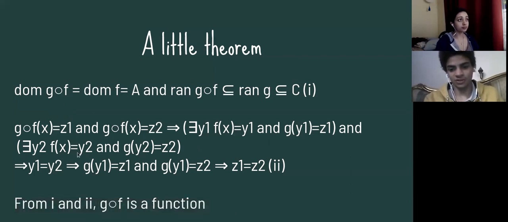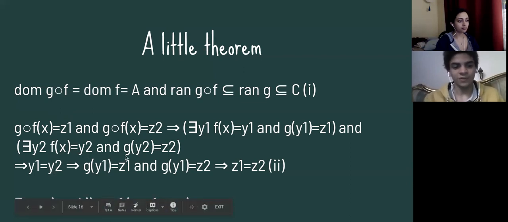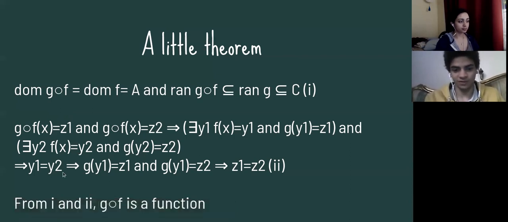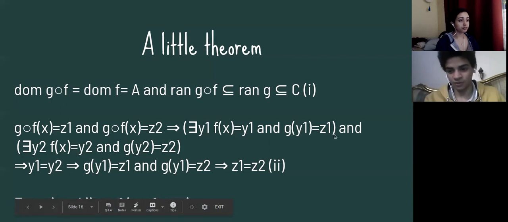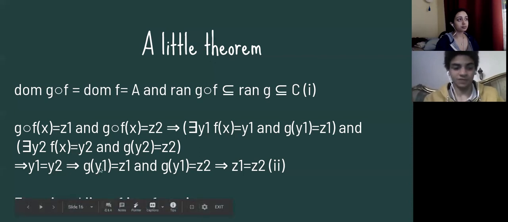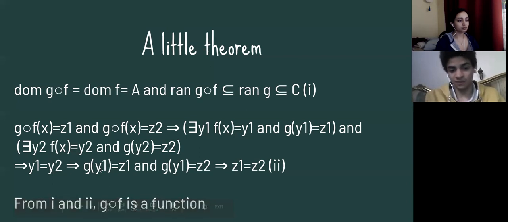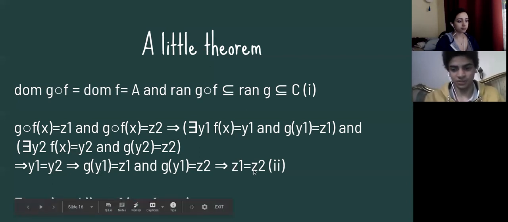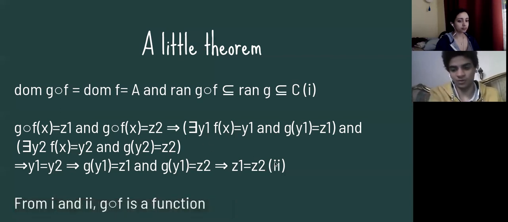And then I just noted that f of x equals y1 and f of x equals y2. By the definition of f, since f is a function, this would imply that y1 equals y2. Now, since y1 equals y2, I can remove every y2 and put y1 in place of it. And so I notice here that g of y1 equals z1 and g of y2 equals z2, but y2 and y1 are the same. So I can say that g of y1 equals z2 also. So if I have g of y1 equals z1 and g of y1 equals z2, and I know that g is a function, this would imply that z1 equals z2. And this is the second condition for g composite f to be a function.